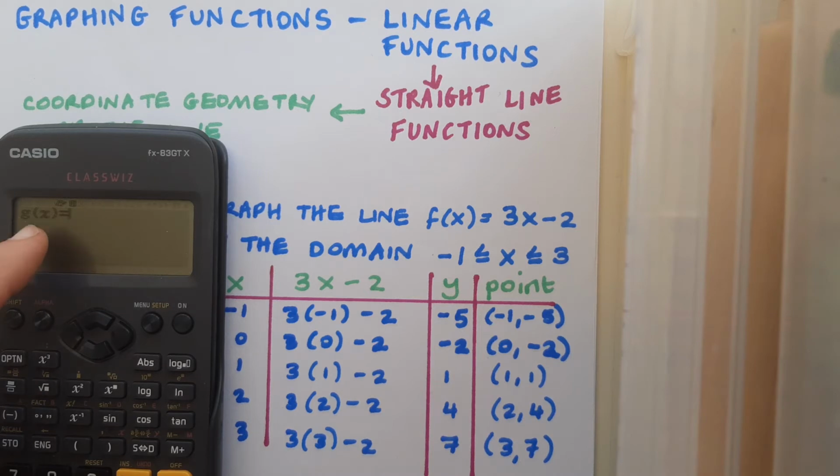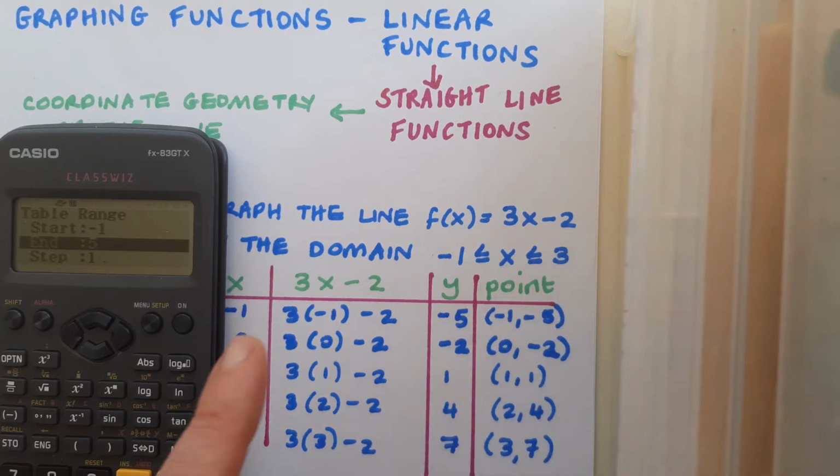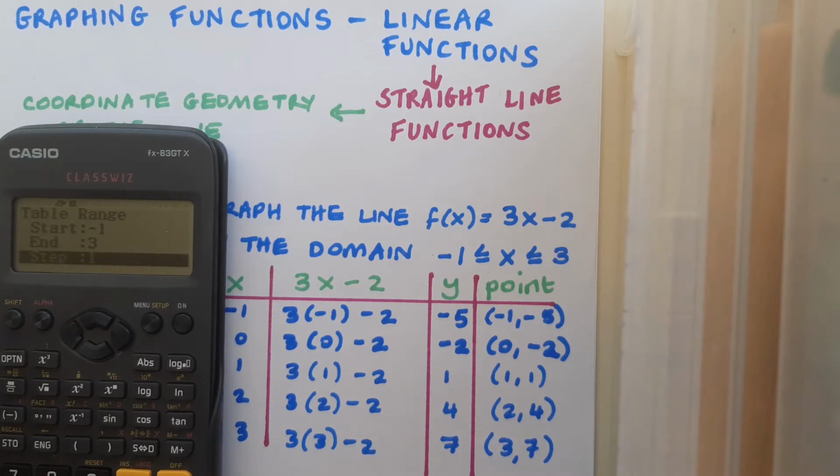Some calculators will also ask you for a g of x, but I don't have a g of x in this case, so I just press equals to move past that. Then the table asks me where I want to start and finish. I want to start at -1, so I'll type in -1 and press equals. The end of my domain is 3, so I want to end at 3. And I'll press equals. And I want to go up in steps of 1, so I'll press equals. And here you can see that my table has the x values and the y values listed out.